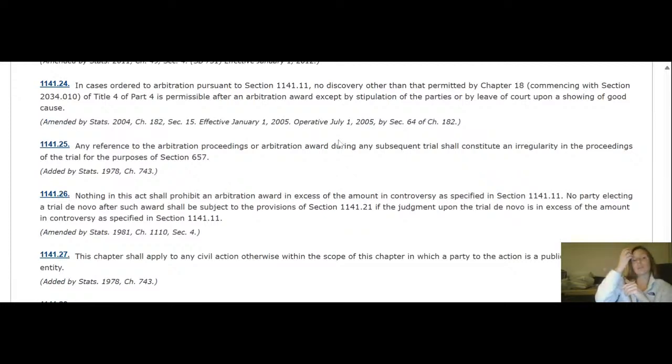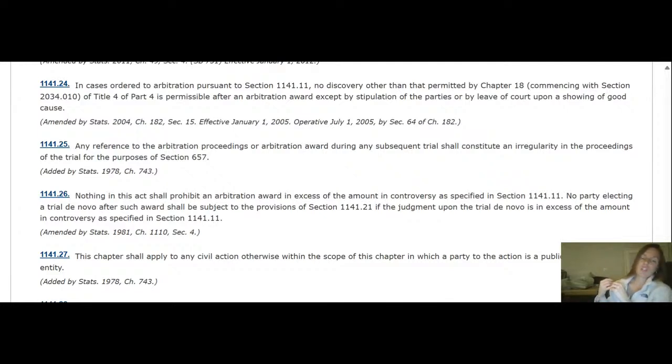1141.24. In cases ordered to arbitration pursuant to Section 1141.11, no discovery other than that permitted by Chapter 18, commencing with Section 2034.10 of Title 4 of Part 4 is permissible after an arbitration award, except by stipulation of the parties or by leave of the court upon a showing of good cause.